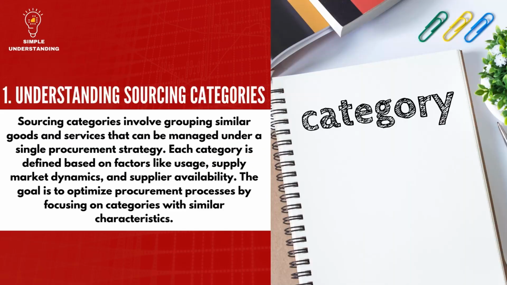1. Understanding sourcing categories. Explanation. Sourcing categories involve grouping similar goods and services that can be managed under a single procurement strategy. Each category is defined based on factors like usage, supply market dynamics, and supplier availability. The goal is to optimize procurement processes by focusing on categories with similar characteristics.